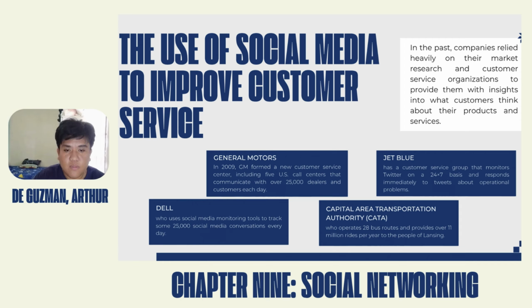Through social media, companies can answer questions, respond to complaints, and provide updates in real time. This improves customer satisfaction because responses are faster and more convenient. For example, companies like General Motors use an online system to communicate with customers and dealers. JetBlue monitors Twitter 24/7 to respond immediately to customer concerns. They track thousands of social media conversations daily to understand customer feedback.